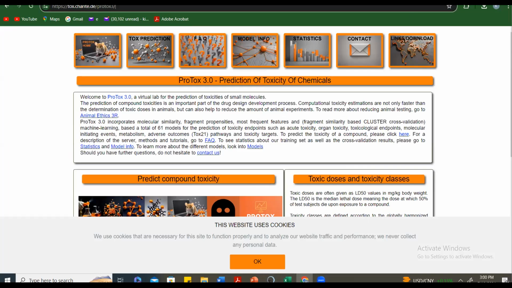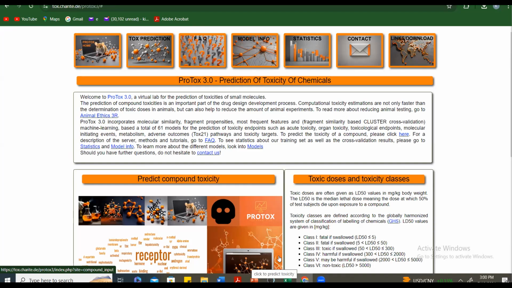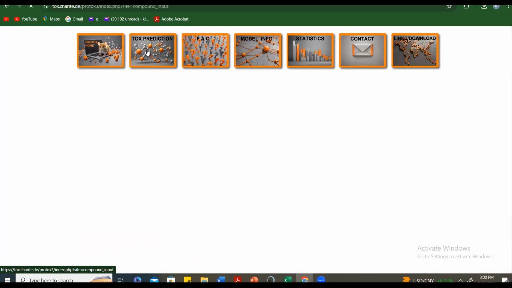Let me copy it. Now, the first one, Swiss ADME, is just telling you about the physical property and the absorption. Now this server is going to tell us whether this drug is likely to be toxic. So you can click on that and you can see my screen. So let's just go to toxicity prediction. Click on this.